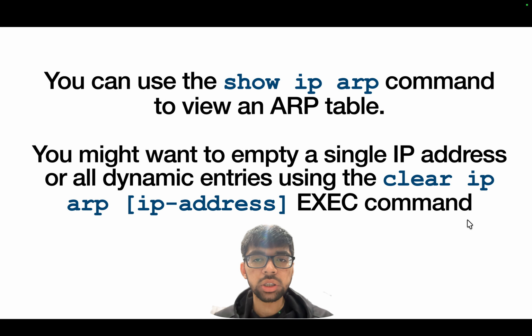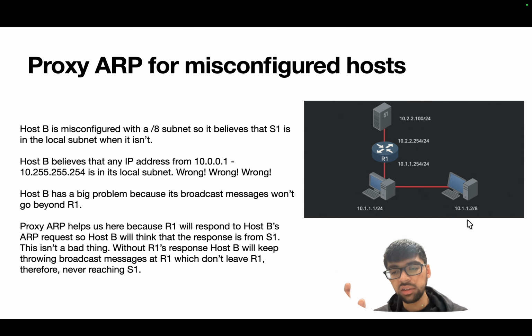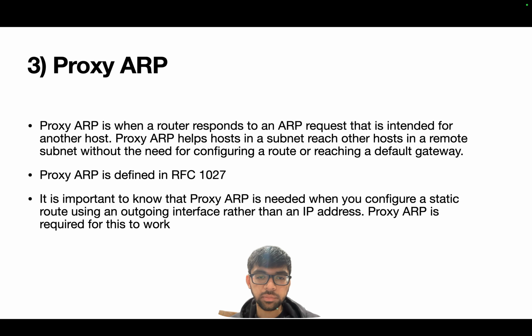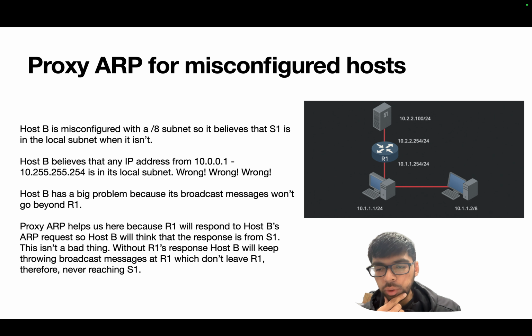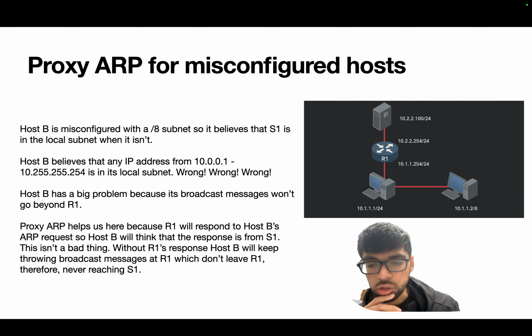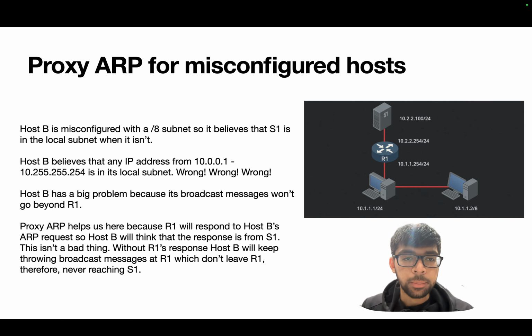But remember, proxy ARP is something that we'd also use if we configure a static route using an outgoing interface, like GigabitEthernet 0/0/0, rather than IP addresses. Proxy ARP is also needed in that circumstance as well. There was a good website that I was reading about proxy ARP on, and I'll share that in the description of this video so you can check it out afterwards. That really helped me when I was learning about this.